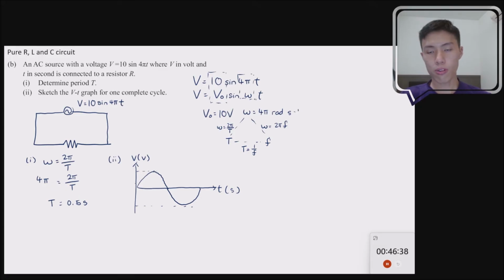Okay, so label everything that is possible. You know that the maximum is 10, that's V0. So this is positive 10, this is negative 10. You know that for one cycle, the period is 0.5, so you can label this to be 0.5. Okay, so this will be a V-t graph for one complete cycle. Okay, next.